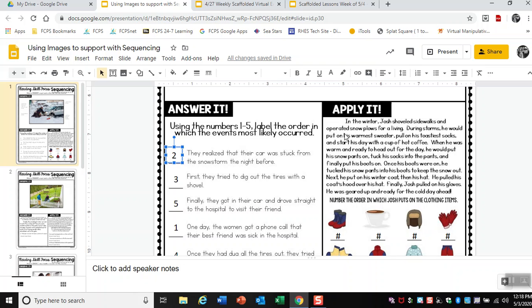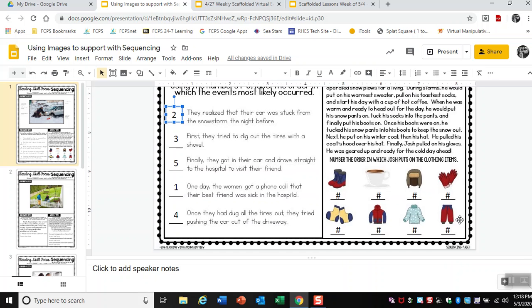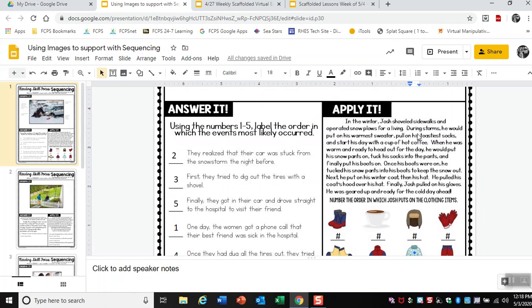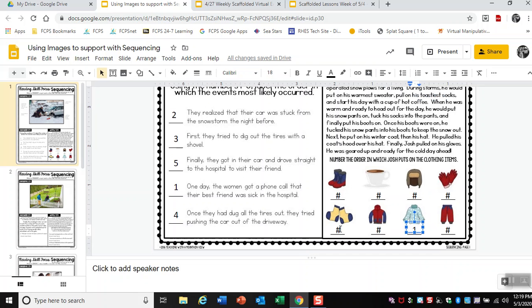During storms, he would put on his warmest sweater. So let's see here. I'm going to look and see if I can find his warmest sweater. I think this one might be it, so I'm going to put that as number 1. Then I'm going to go back up and continue reading. Pull on his toastiest socks. So now we've got to look for his socks. Oh, they're right here. So we're going to say that is what happened second.